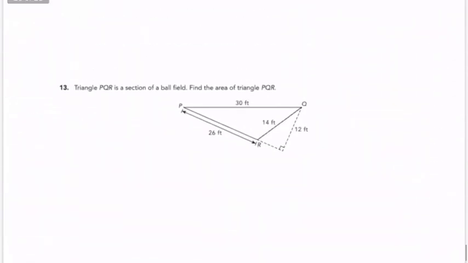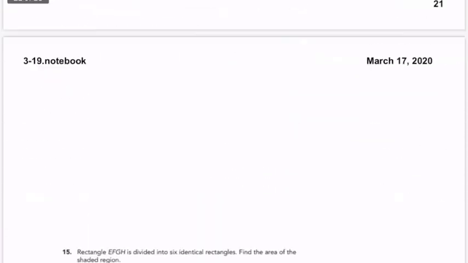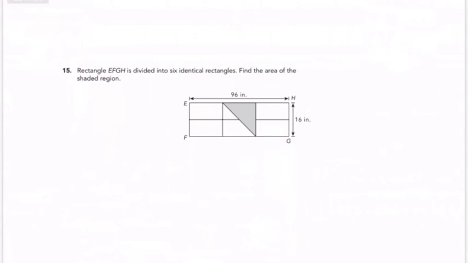All right, let's just try one more tricky one. Why don't you try this one at home and then we'll go over it. There's a rectangle there. It's a real big rectangle, EFHG. It's divided into 6 identical rectangles, as you can see. Remember, they're identical. Find the area of the shaded region. All right, go ahead and try it, and then I'll go over it.